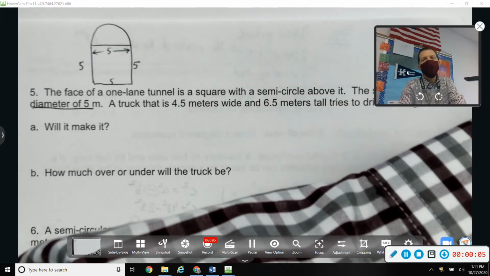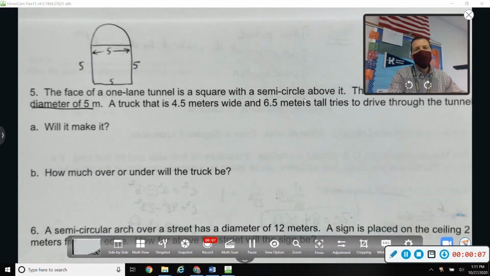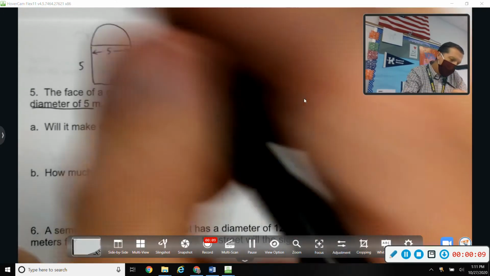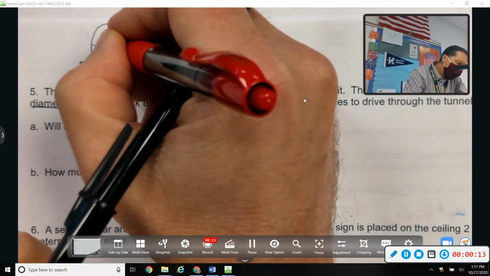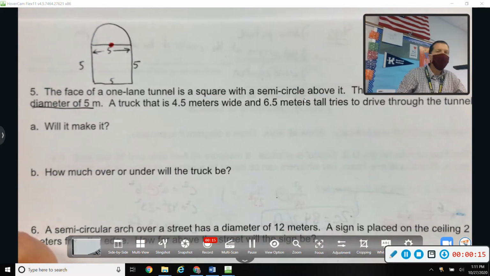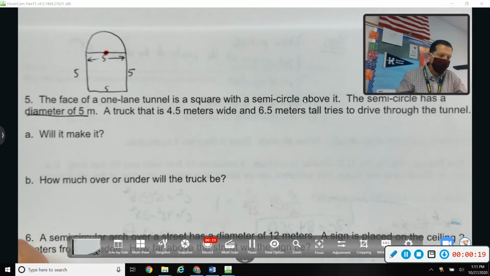All right, so number 5. Get the picture drawn. Start labeling the pieces. So draw the picture, put the origin at the center, and then write the equation. And then we'll worry about exactly what we're being asked to find here.